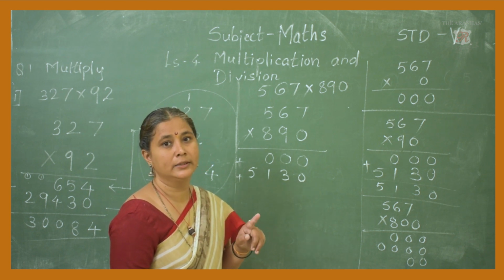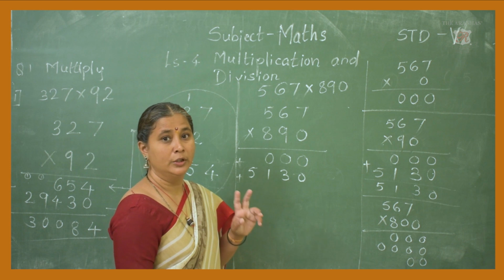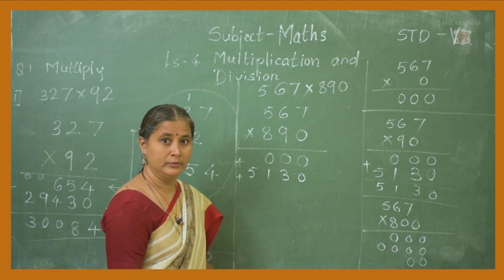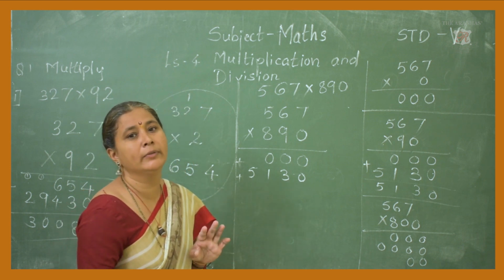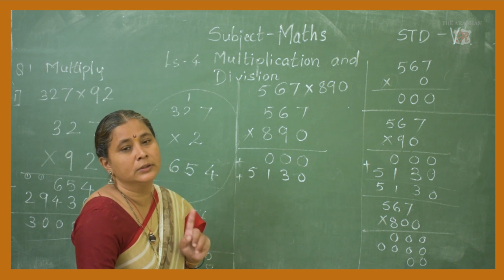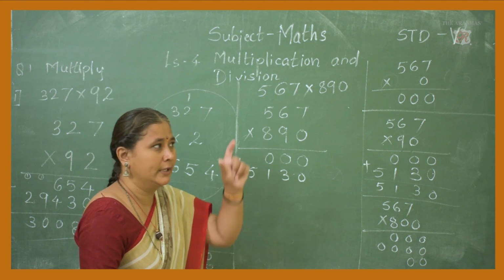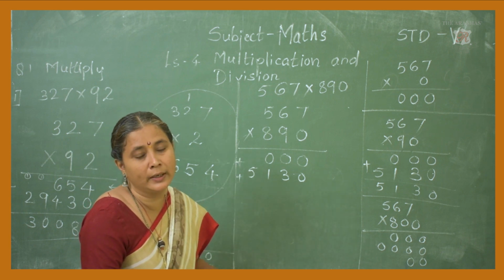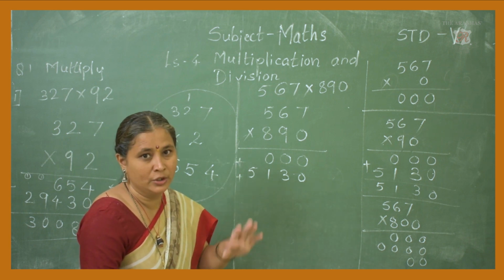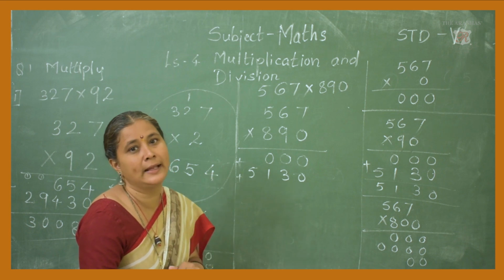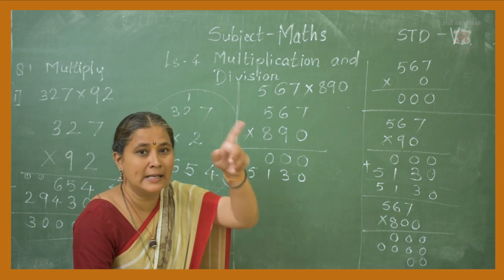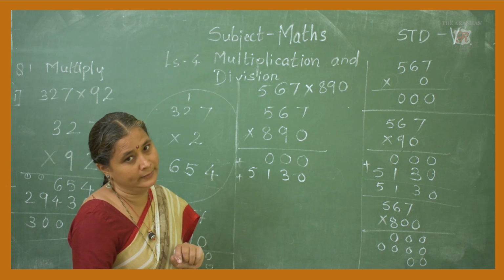Daily write the tables from 2 to 20. Till the number 20, you can learn the tables thoroughly. Write the numbers in multiplication form. Don't write the tables as they are, like 2, 4, 6. Write 2 ones are 2. In that way you have to write the tables.